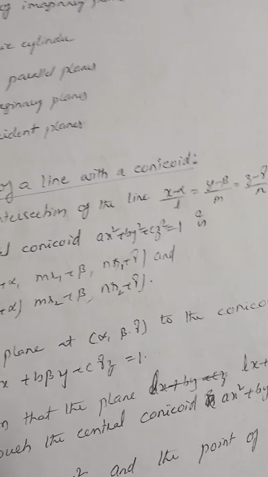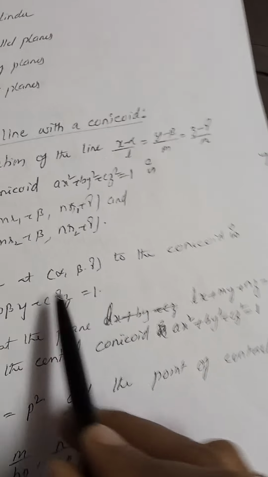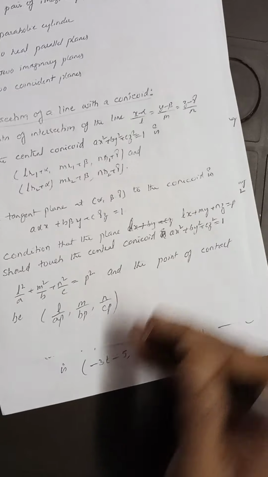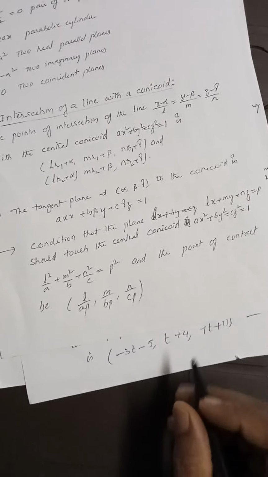Random point means it lies anywhere on the line. Next one, tangent plane. The tangent plane at alpha, beta, gamma of the conicoid is given by a alpha x plus b beta y plus c gamma z is equal to 1. Tangent plane means which touches the given surface at a unique point.